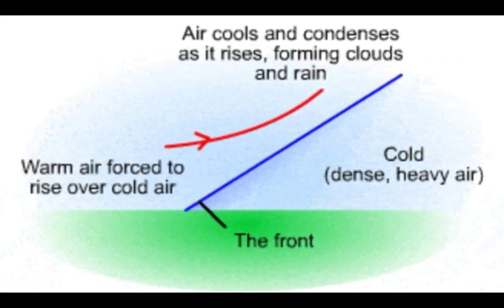See, warm air is forced to rise over the cold air. Air cools down, it condenses and it rises, which results in the formation of clouds. And rainfall takes place. It is also known as the frontal rainfall.